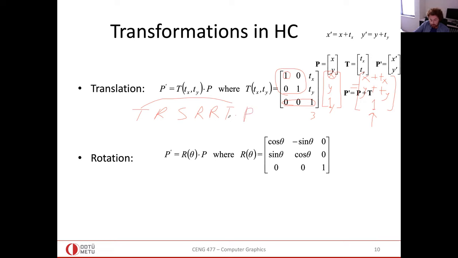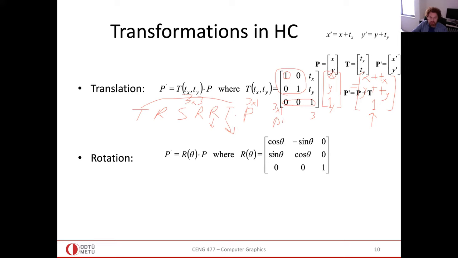So then, since this is a 3 by 3 matrix, and the original rotation is 2 by 2, I can't multiply 2 by 2 with 3 by 3, as you know from linear algebra. So I also need to convert all these guys to 3 by 3. So there will be a redundancy, but I can't avoid that. I have to do that, so that in the end, I have a final 3 by 3 matrix hitting my 3 by 1 point, producing my new transformed 3 by 1 point called P prime.